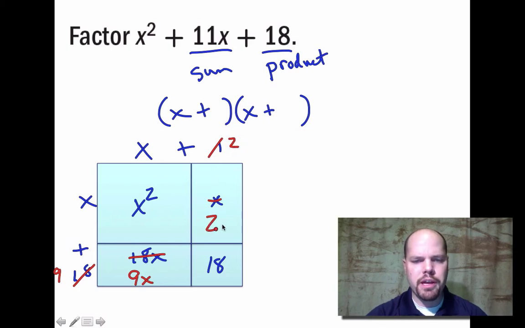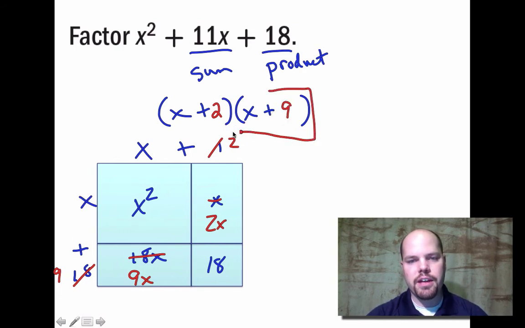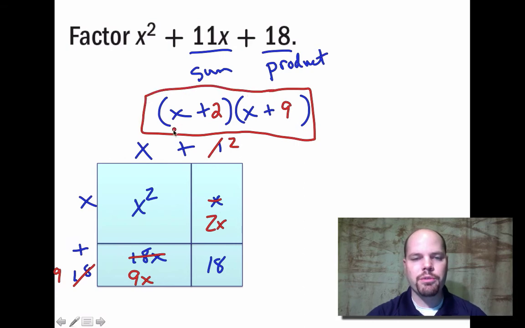And this one's a 2 by x. So we knew we were going to get x squared and 18. Now 2x and 9x do make 11x. So our factored form would be the quantity x plus 2 times the quantity, the other side, x plus 9. So that would be the only factors that work.